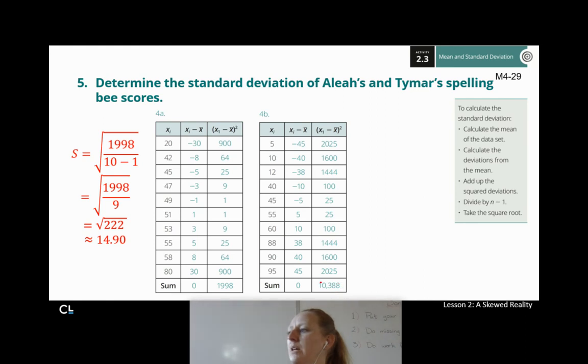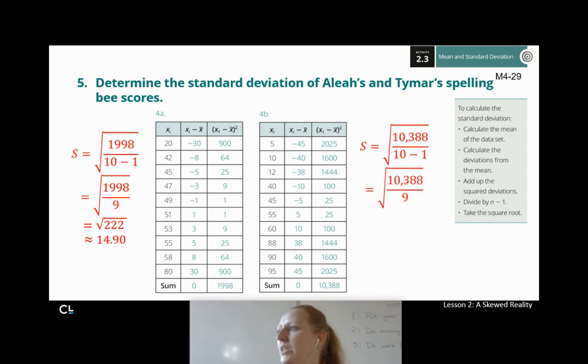Let's check out what's going on with Tamar. That was such a big number. I'm going to take it and divide by 10 minus 1, so it would be 9. If we divide those, I got 1,154.2s going like forever. And then I did the square root, and I found out, oh my gosh, Tamar's standard deviation is 33.97. But we're not surprised by this because we noticed that Tamar's box and whisker plot was really spread out. So he's got a much bigger spread.